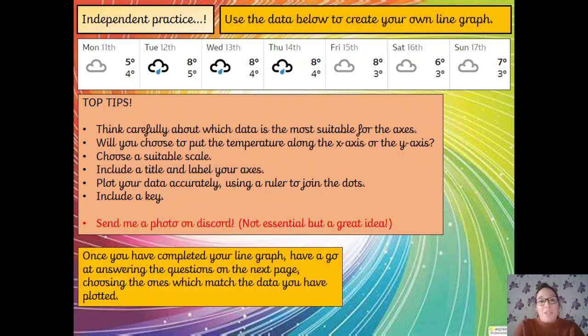Once you've completed your line graph, have a go at answering the questions on the next page, which I'll show you in just a moment. You just need to choose the ones which match the data you have plotted. Now I'm going to show you.